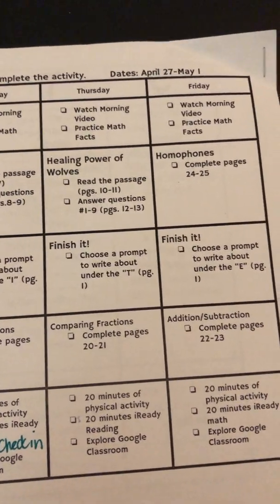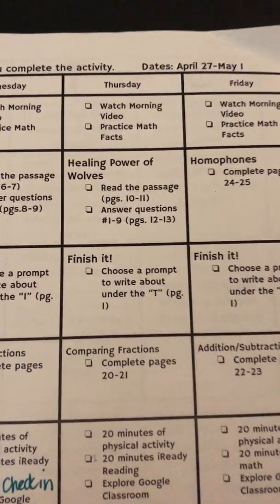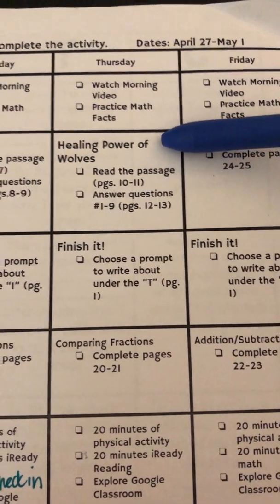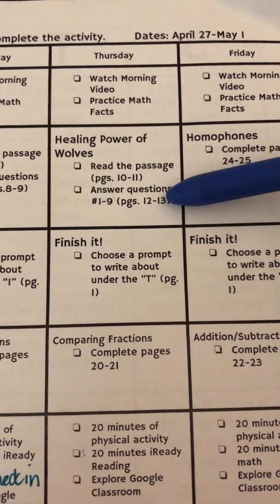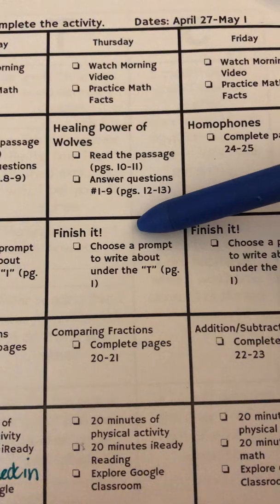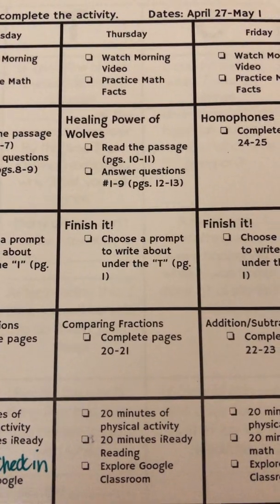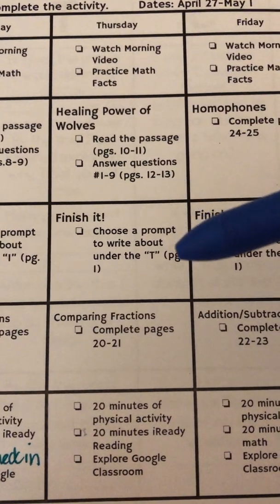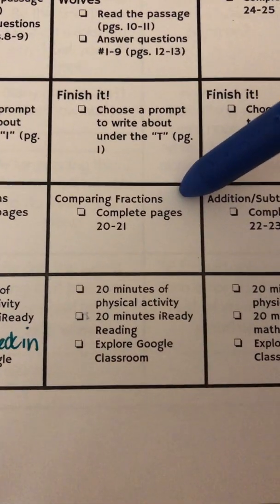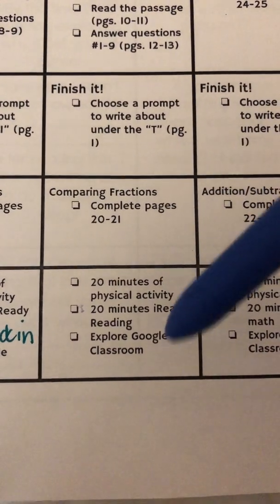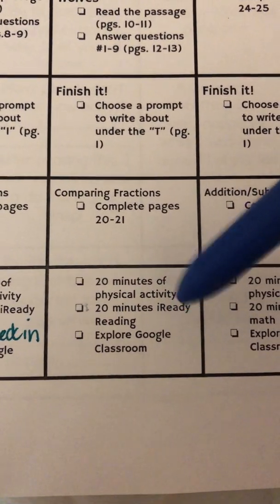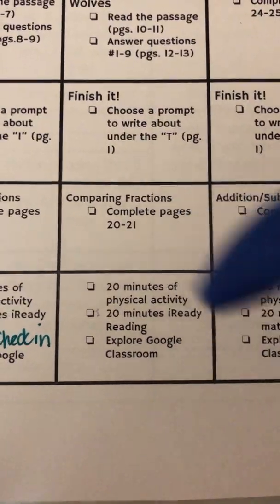So here we go. For reading, you're doing the Healing Power of Wolves, so read the passage and then answer the questions. For writing, either complete a prompt from yesterday, or choose a new one to quick write about. And then there's comparing fractions, which we'll go over, and then 20 minutes of physical activity, some iReady if you can, or even just silent read, and then explore the links on Google Classroom.